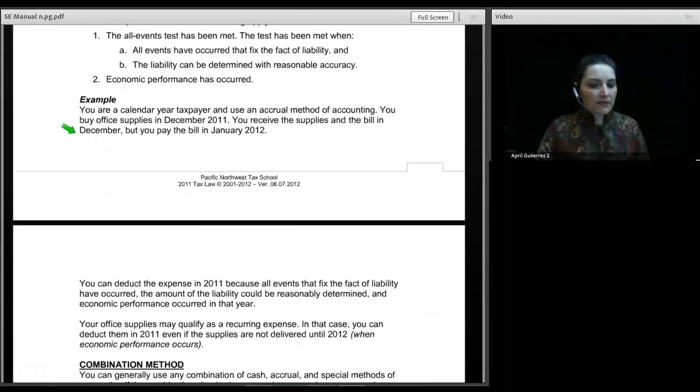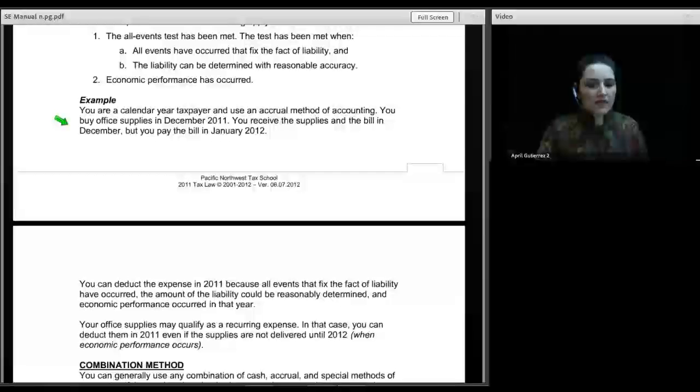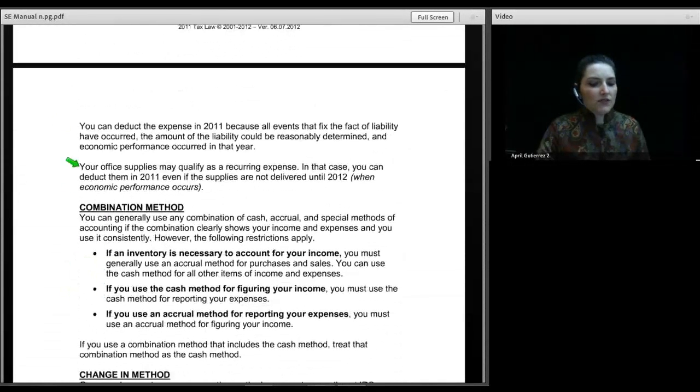And there's an example. You are a calendar year taxpayer and use an accrual method of accounting. You buy supplies in December of 2011. You receive the supplies and the bill in December, but you do not pay the bill until January. You can deduct the expense in 2011 because all events that fix the fact of the liability have occurred. The amount of the liability could be reasonably determined, and economic performance has occurred in that year. Your office supplies may also qualify as a recurring expense, and in that case, you can deduct them in 2011, even if the supplies were not delivered until 2012, when economic performance occurred.